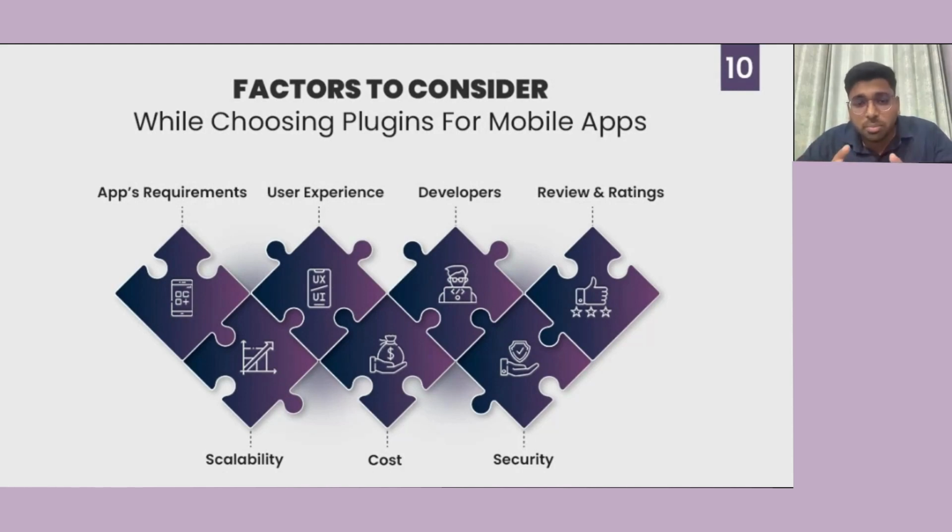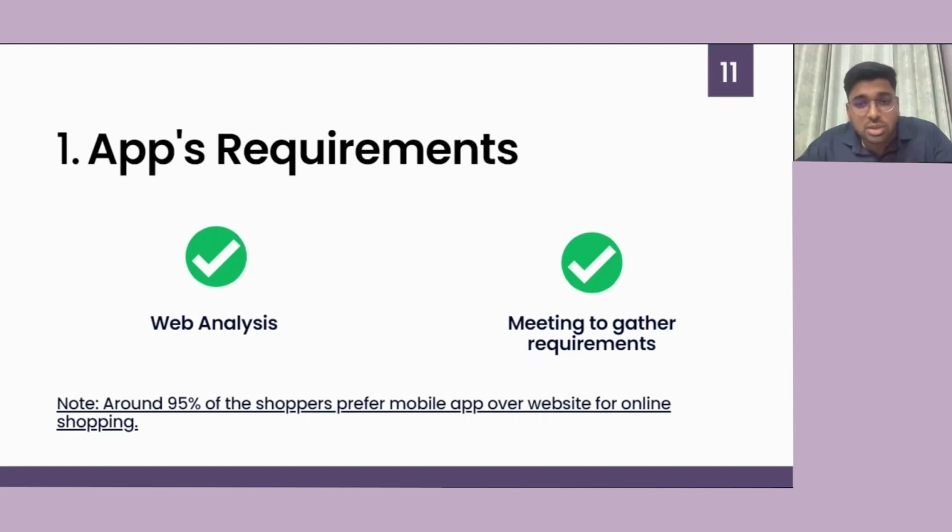So these are the major factors. There are multiple factors available. There are 50 plus factors which you should consider, but these are the major factors before you are planning to have a mobile business. Okay, so we'll be discussing one by one in the next slides, and the first one is app requirement. As I already told you, 90% of users prefer doing online shopping on a mobile app over a web store. So you should have a mobile app for your web store.